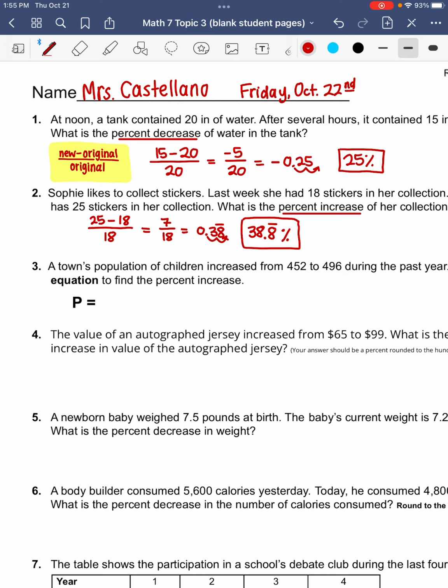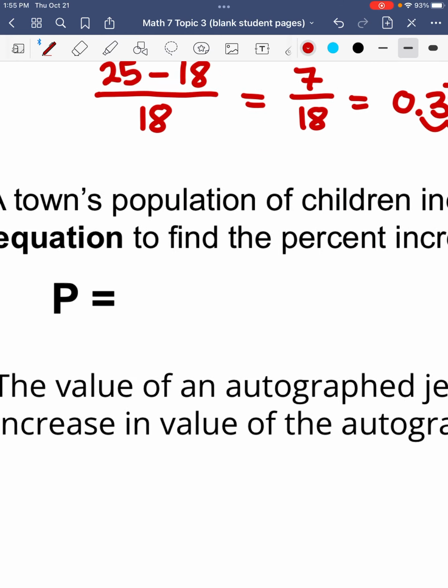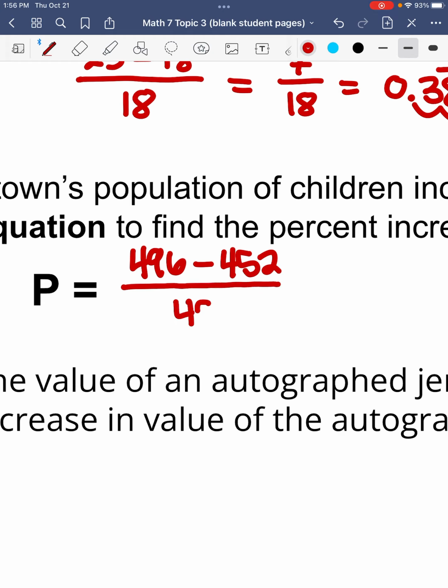Well, I know that the town's population of children started at 452 and then became 496. So 452 is my original and 496 is my new. So to write my equation, remember it's new minus the original. So P equals, and I'm using P for population, by the way, but P equals our new value, so 496, minus our original value, 452, all divided by the original value, which is 452.